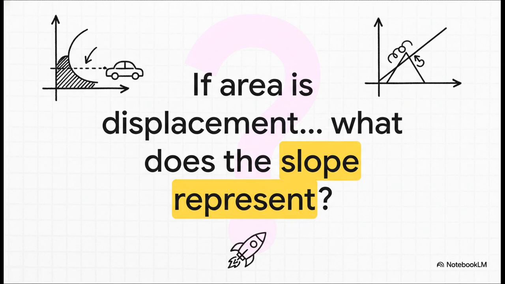We've totally mastered what the area under this graph tells us. So, what about the other major feature of a line on a graph? What physical quantity do you think the slope of this very same graph represents? Think about it, and we'll catch you next time.